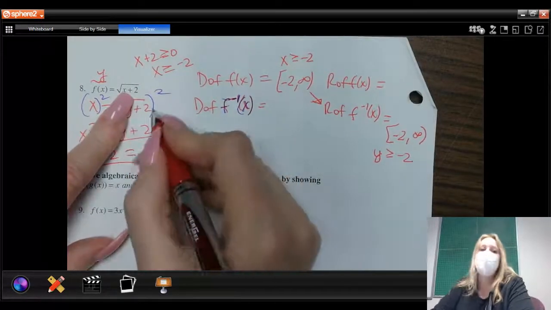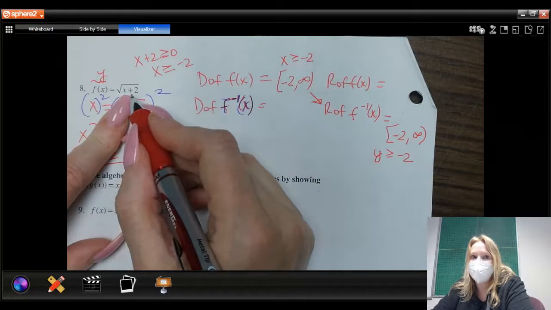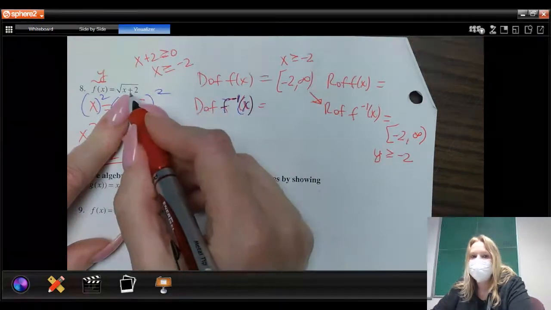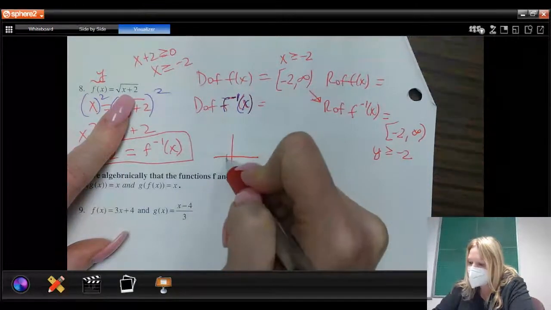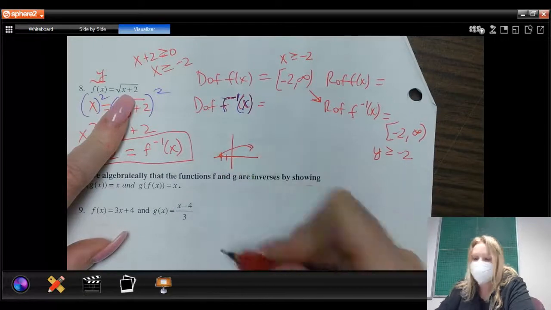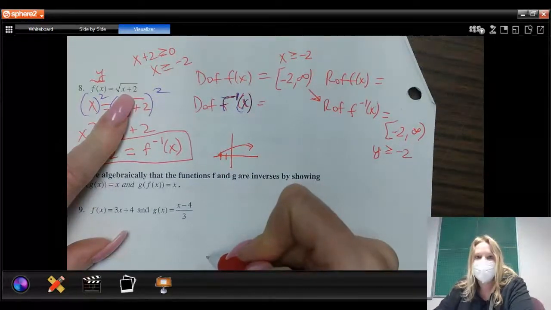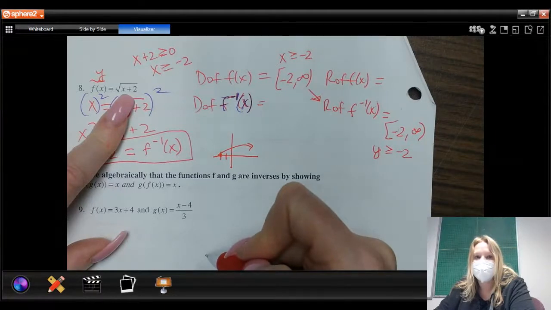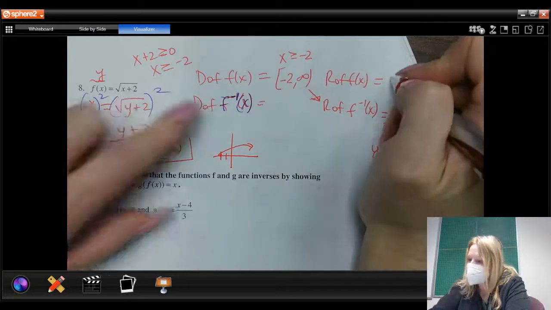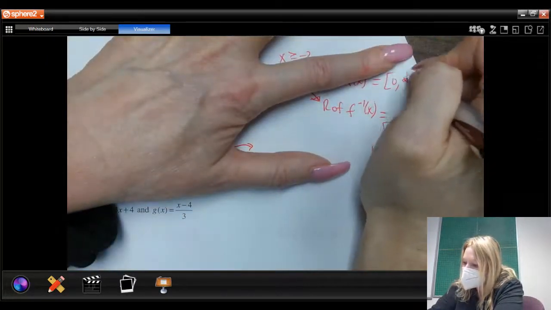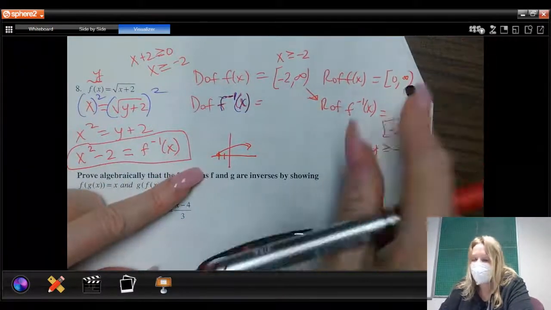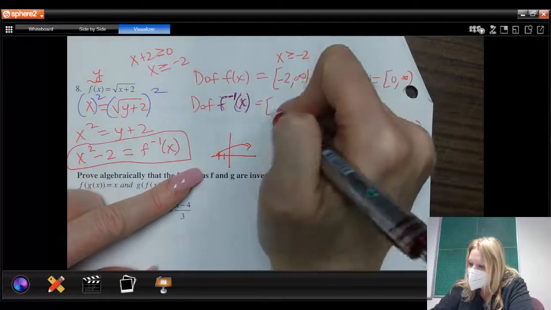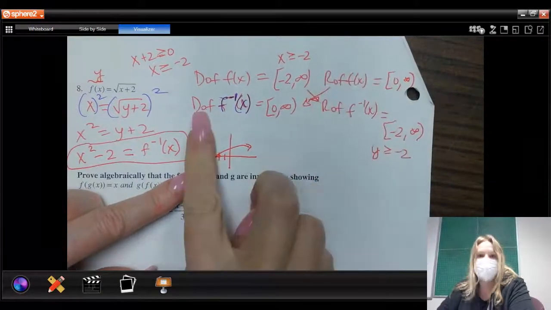If we think about it back on our day 2 of the last unit, this is a square root function that shifted left 2. So if you think about it, a square root function shifted left 2 looks like this. Notice its range is 0 to infinity. So a square root function, if you haven't shifted it up or down, its range is 0 to infinity. So that is what the domain of the inverse is.